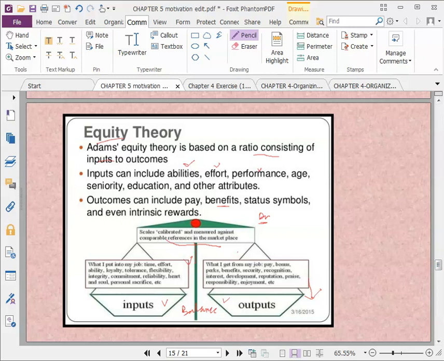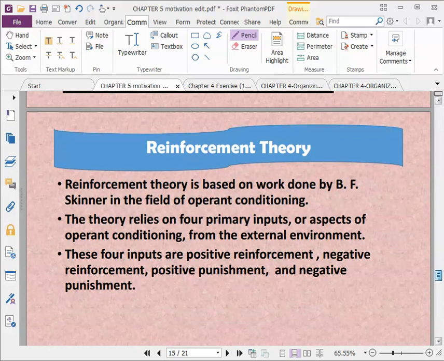Okay, so next, reinforcement theory. Banyak memang dekat dalam subject motivation. Okay, apa yang kita discuss adalah berkaitan dengan theory. So, what is the theory? Okay, so what is reinforcement theory?